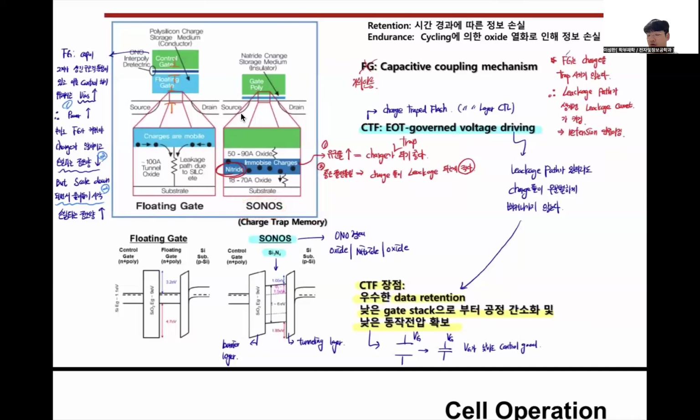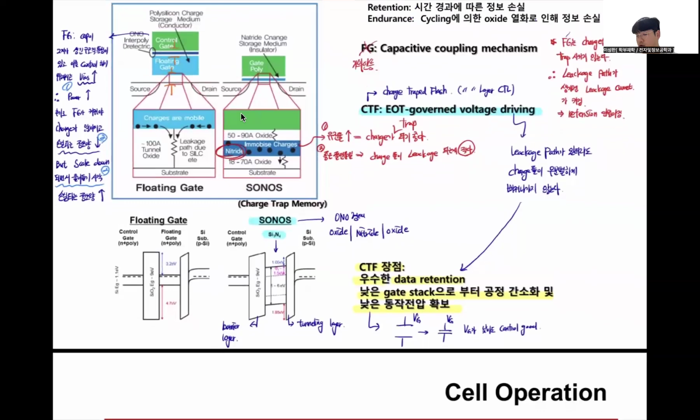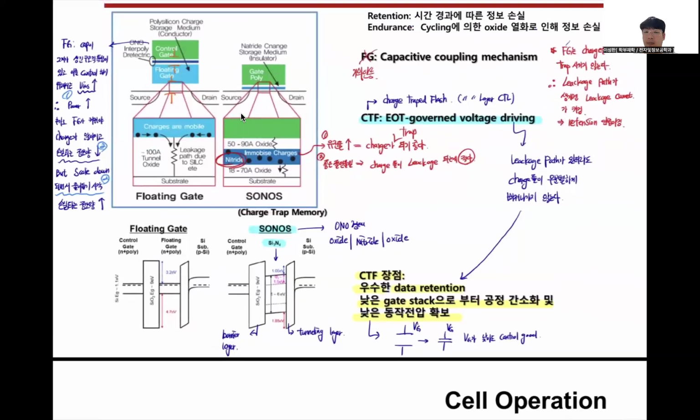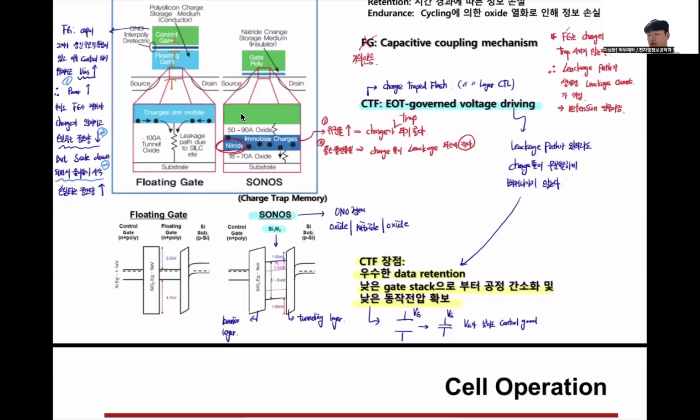This structure is called SONOS. SONOS is oxide-nitride-oxide, called the ONO structure. The advantages of the CTF are much better data retention, and the gate stack is much simpler because we remove the floating gate and make it smaller. So the size goes down and we don't need much power, so we can reduce the power consumption.